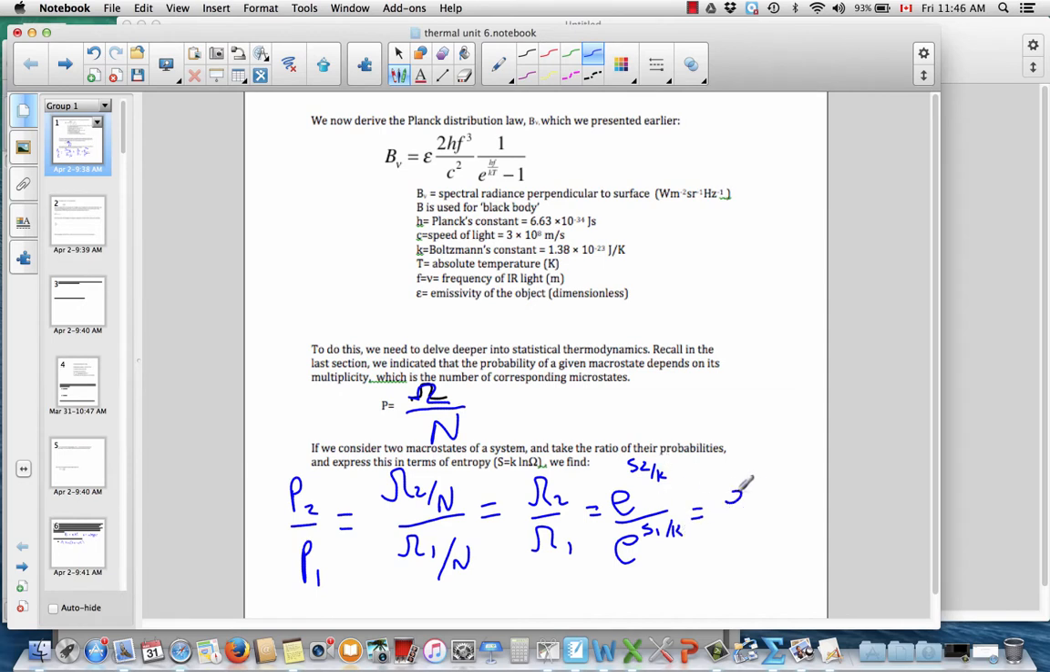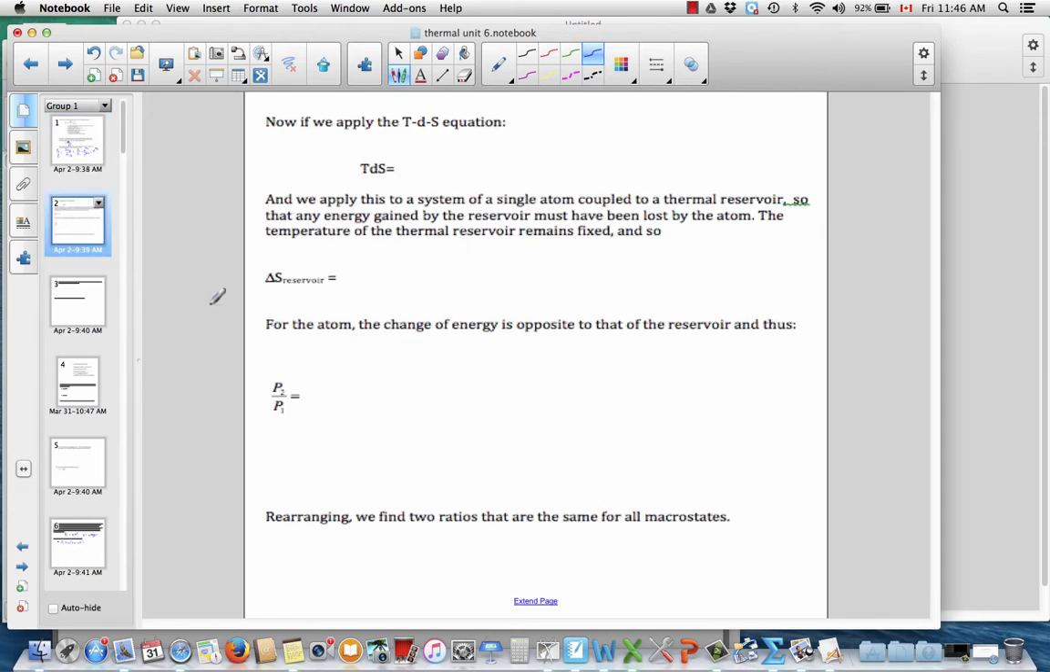And so we've got here e to the S2 minus S1. Let's just call it e to the delta S over k, the Boltzmann constant. So that's the ratio of the probabilities of these two states based on statistical mechanics. Now we want to relate that entropy of the state to the energy of the state. Remember the first TdS equation: TdS is dU plus p dV.